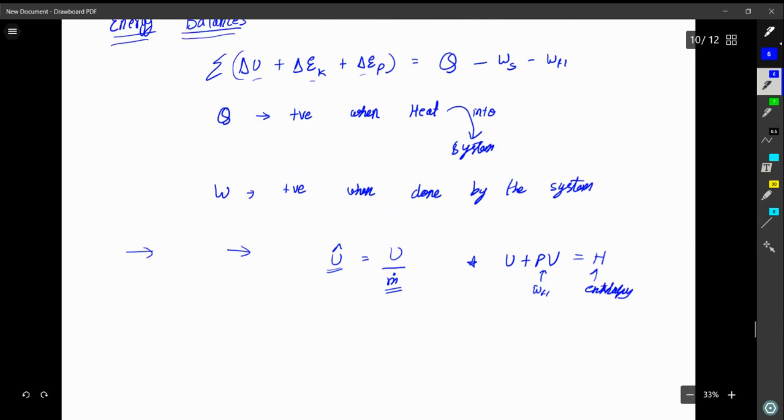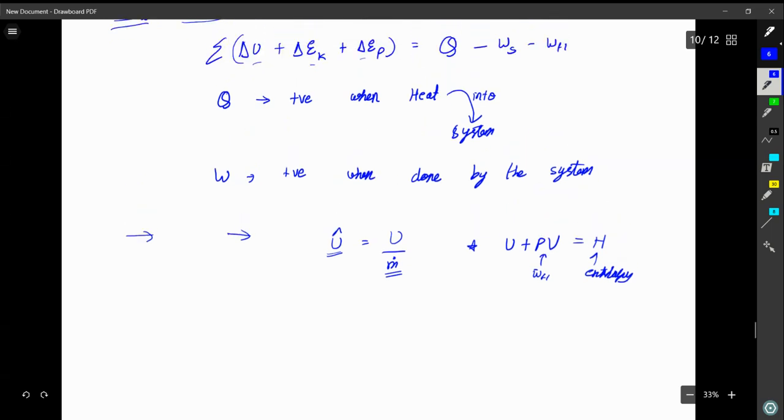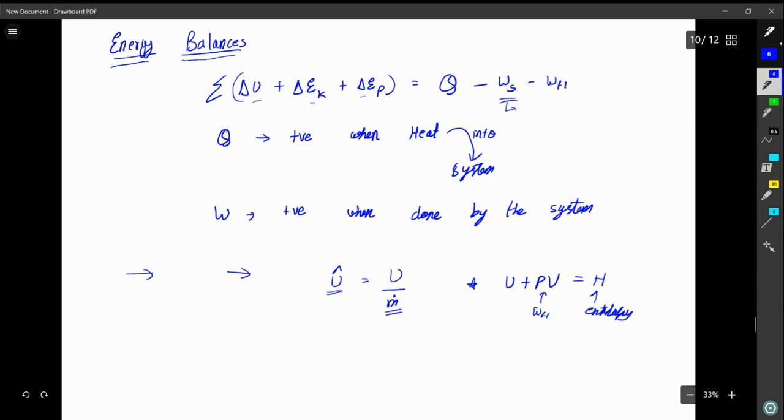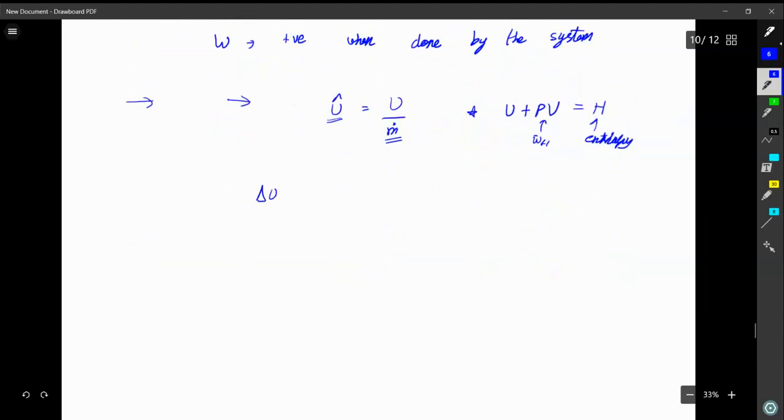So in general, if there are not many kinetic energy differences and potential energy differences, and there is no shaft work, which is basically rotations and all, so if there are no rotations, no kinetic energy, no potential energy, then you can say delta U plus work flow is equal to Q, and you can write this as delta H equals Q, which is the general equation. This is actually the most useful equation which you get.